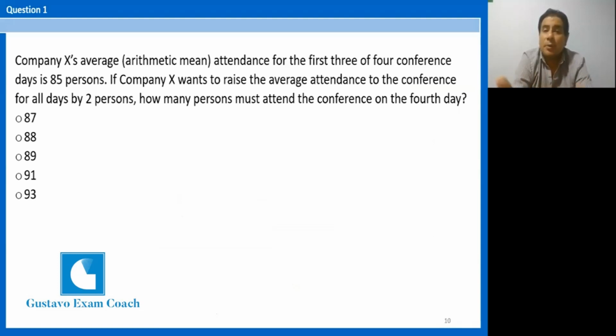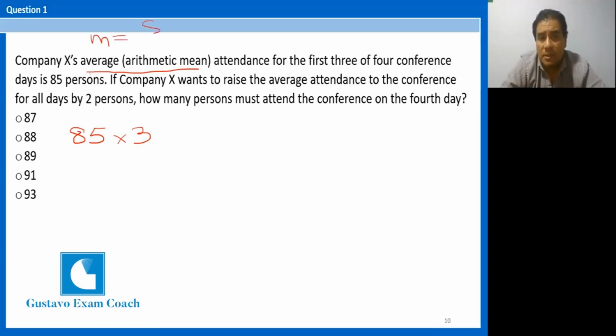Well, it's very important to notice that the arithmetic mean attendance for the first 3 days being 85 means that the sum of those first 3 days of attendance will be 85 times 3, according to the definition of mean, right? If mean equals the sum divided by the number of elements, it follows that the sum equals the mean multiplied by the number of elements. So this is the attendance of the first 3 days.